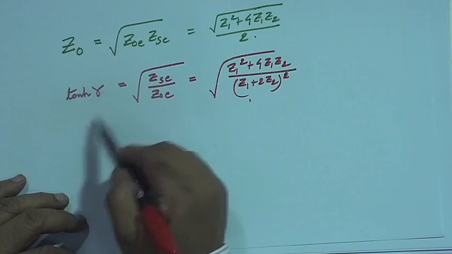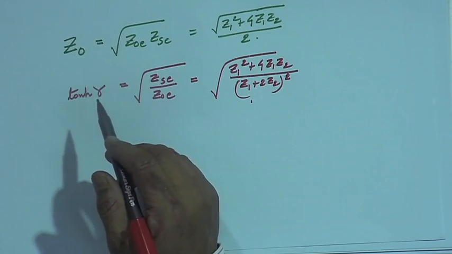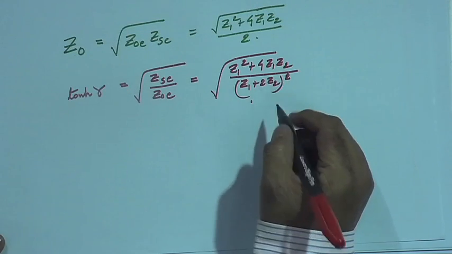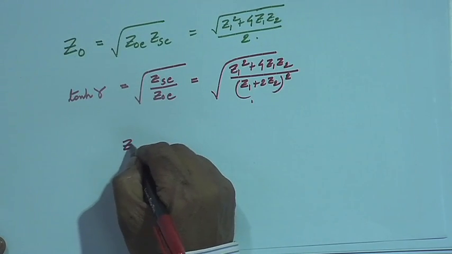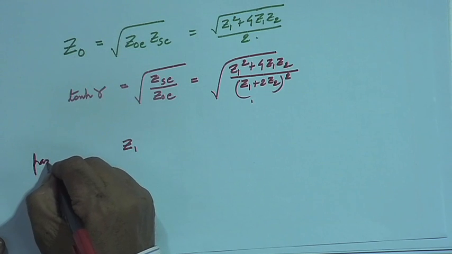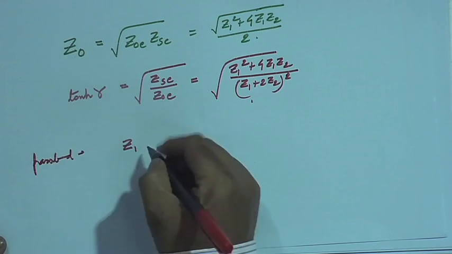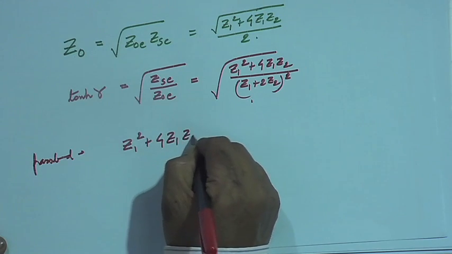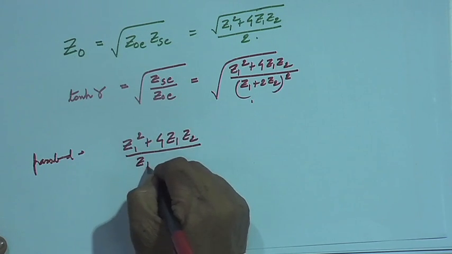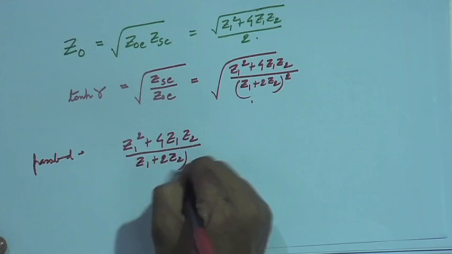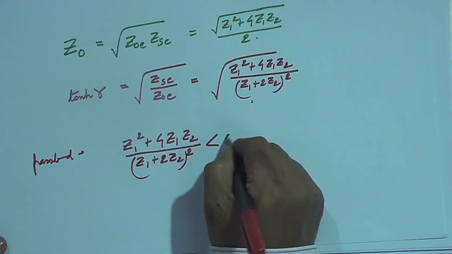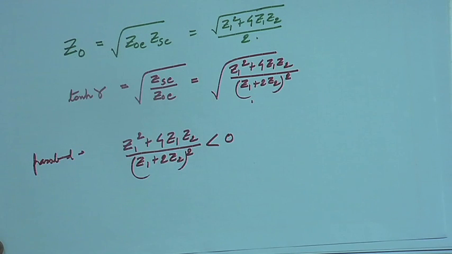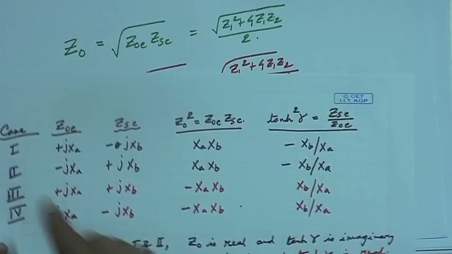We want this tan gamma to be imaginary in the passband. So our demand is that in the passband, (Z1 square plus 4 Z1 Z2) by (Z1 plus 2 Z2) square should be less than 0. Consider case 1 in the table.